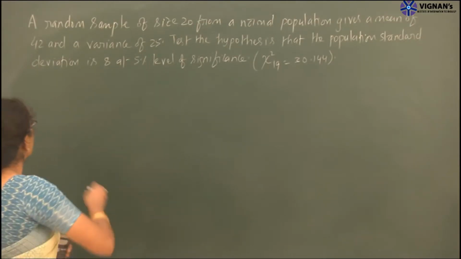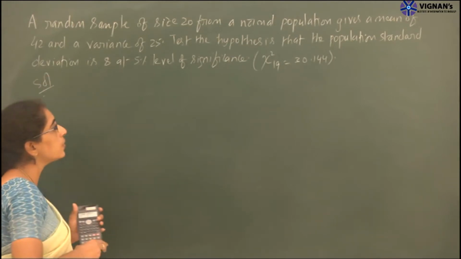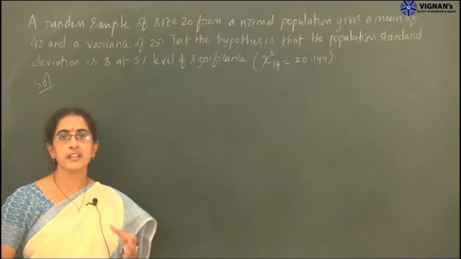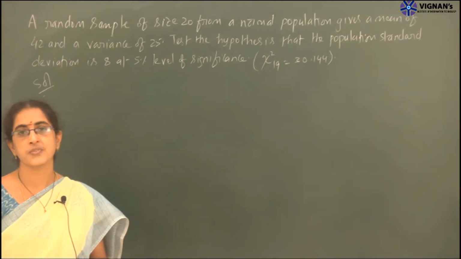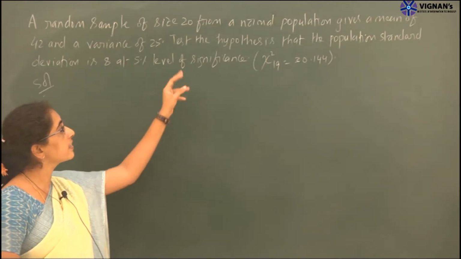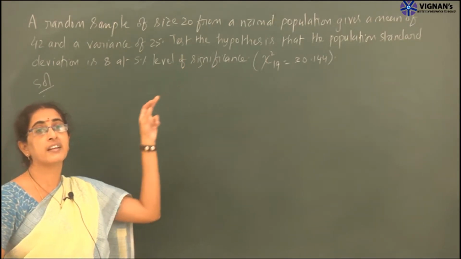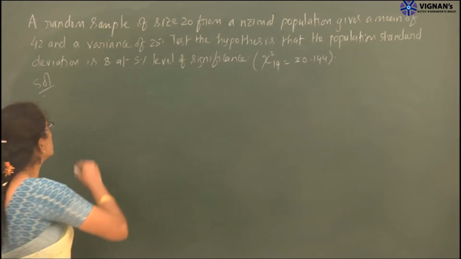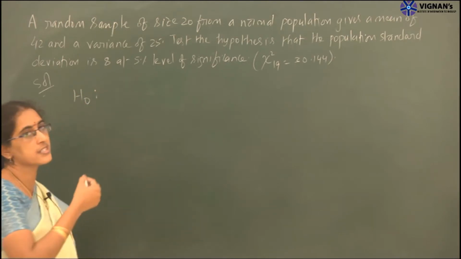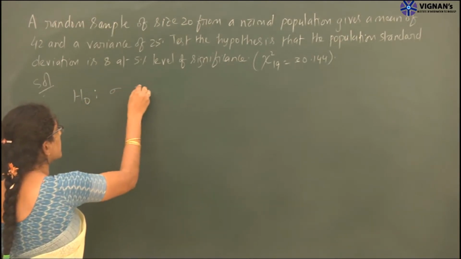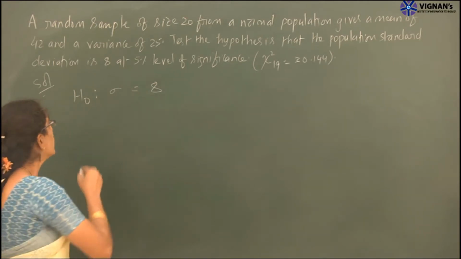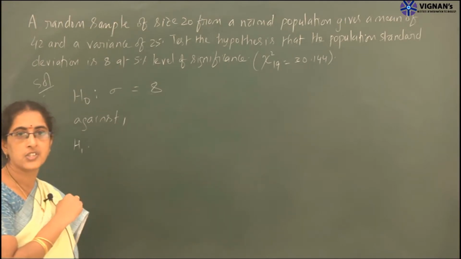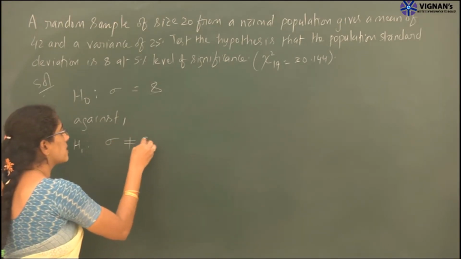30.144. Now if we move on to the solution, the hypothesis may be of standard deviation or maybe of variance. Whatever they ask in a question, that hypothesis we have to frame. Now in this question they have asked to test the hypothesis that the population standard deviation is 8. So we have to frame the hypothesis regarding standard deviation. As we know, the null hypothesis is an unbiased statement, so always sigma is equal to 8. Then against the alternative hypothesis, there are no comparable words in the question, so it is sigma not equal to 8.